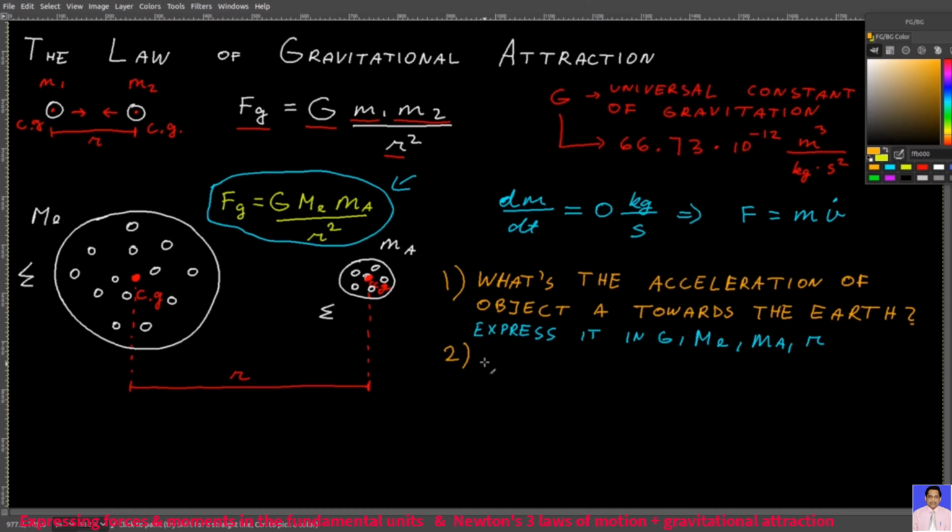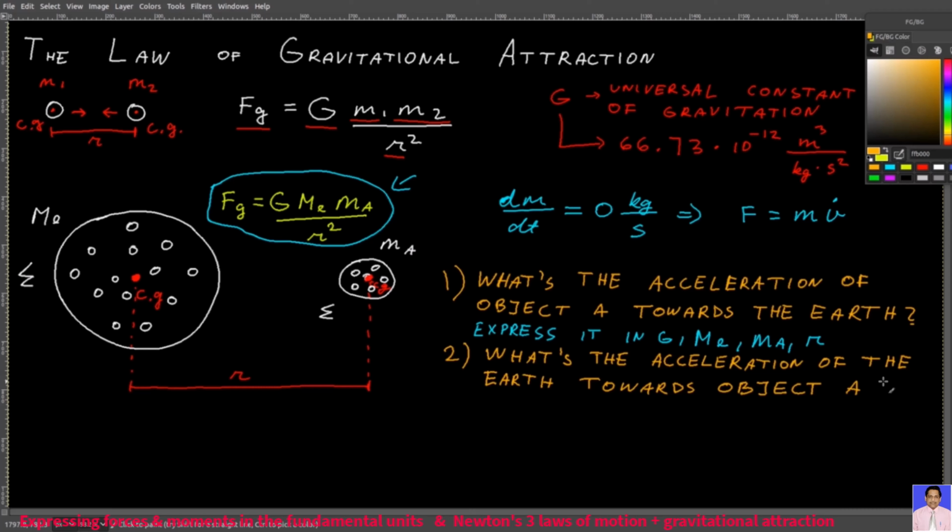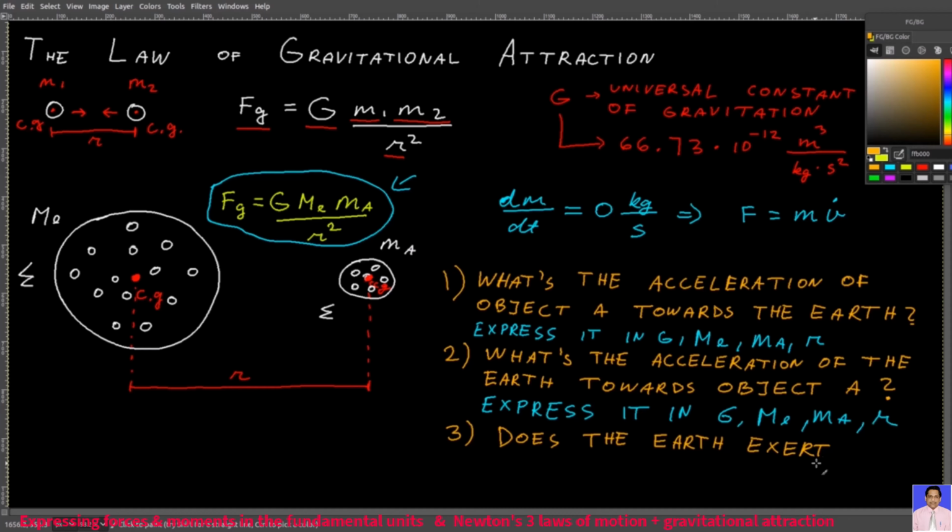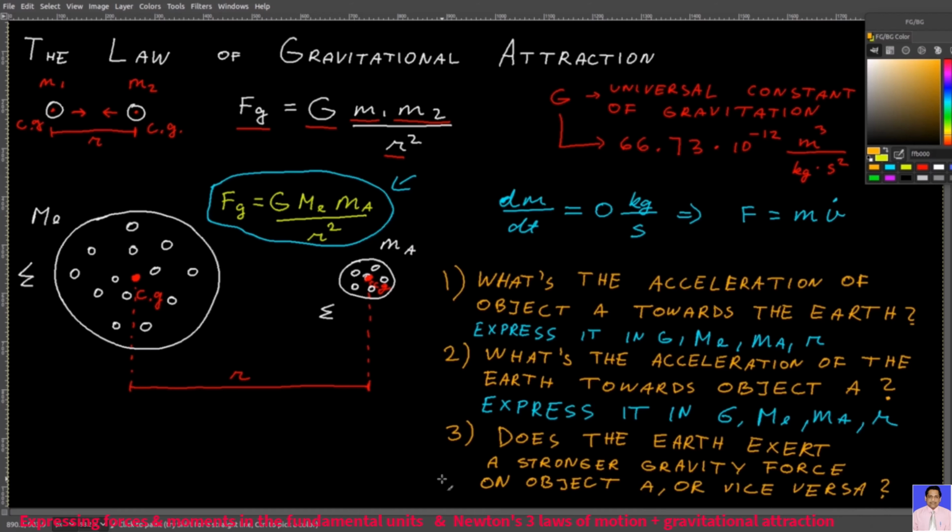Then the second question is, what's the acceleration of the Earth towards object A? Again, express it in G, the mass of the Earth, the mass of object A, and r. And then the third question is, does the Earth exert a stronger gravity force on object A or vice versa? So try it out and let's continue in the next video.